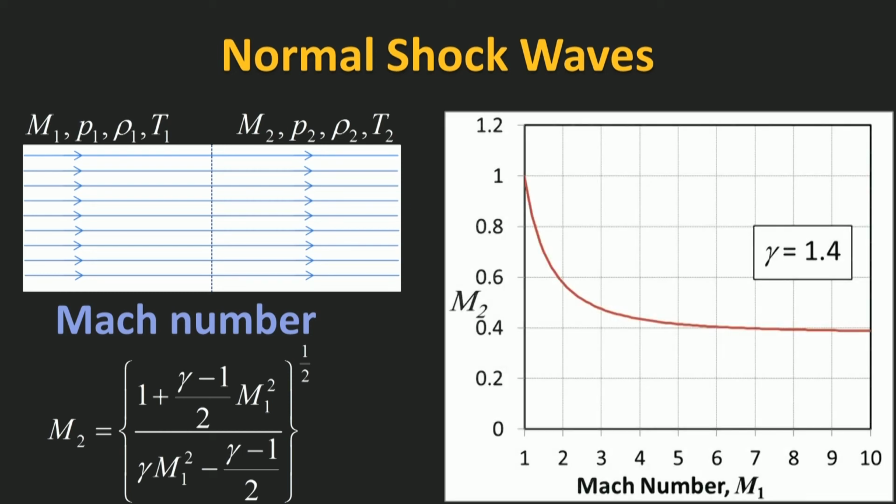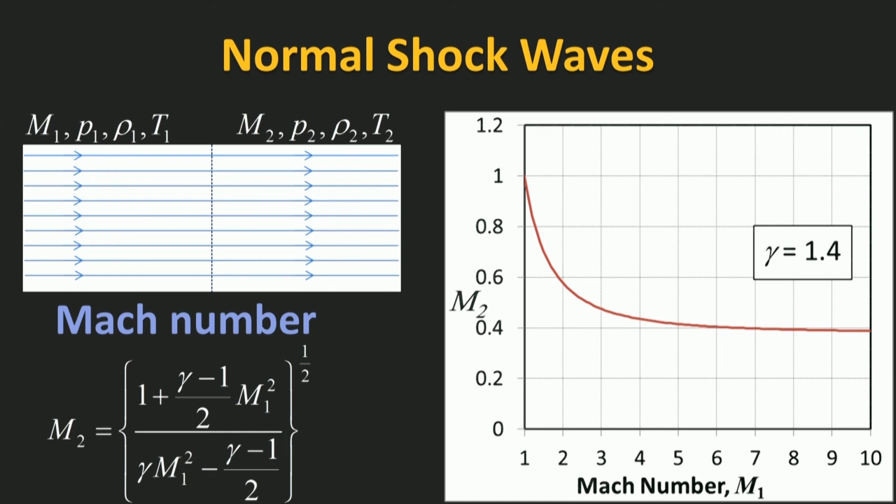We can plot M2 as a function of M1 for a gamma of 1.4. Here, the vertical scale is ranging from 0 to 1.2, and M1 is again ranging from 1 to 10. The first important point to note is that the Mach number is always subsonic downstream of a normal shock wave. This will be the case whenever gamma is greater than 1.